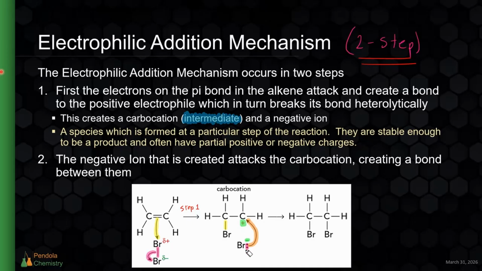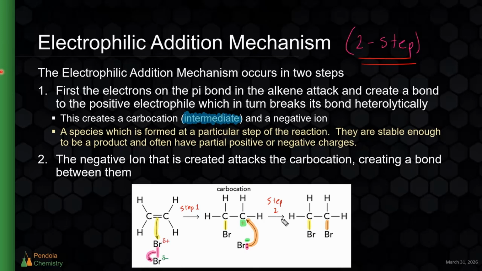The negative ion uses this lone pair of electrons to create a bond to the positive carbocation. That bond in the positive carbocation is the bond to the second bromine in this case, creating our final product, which is our halogenoalkane. That's step 2. So step 1 is the creation of the carbocation and the anion, where step 2 is the joining of the anion with the carbocation to create our final product.